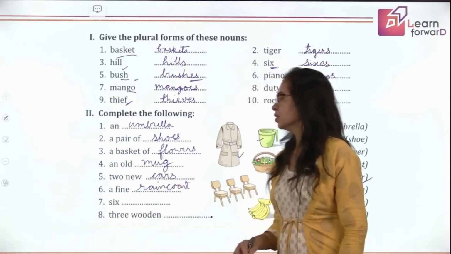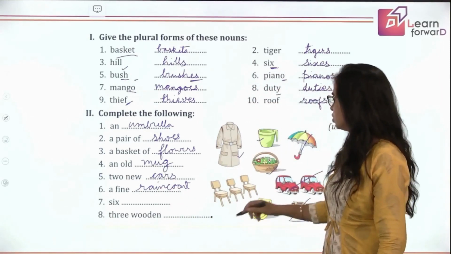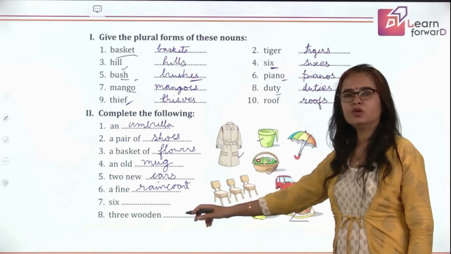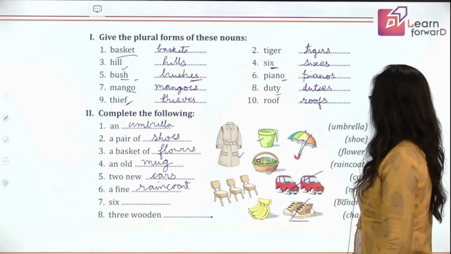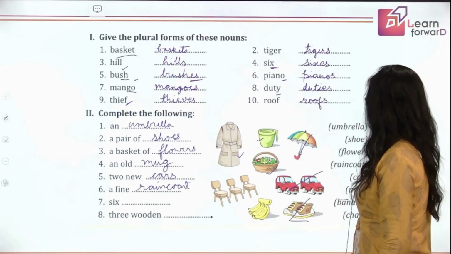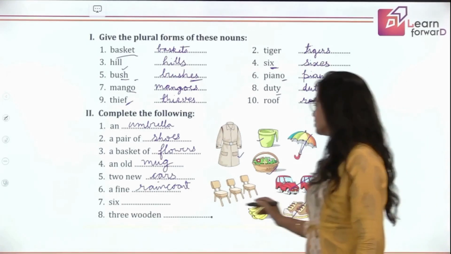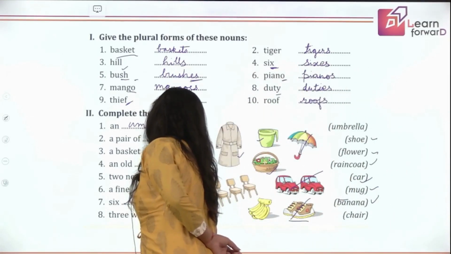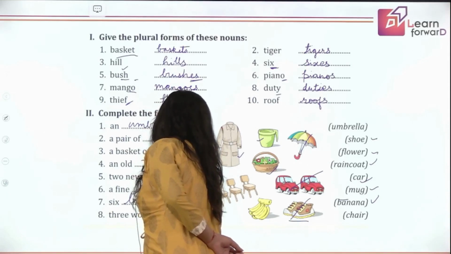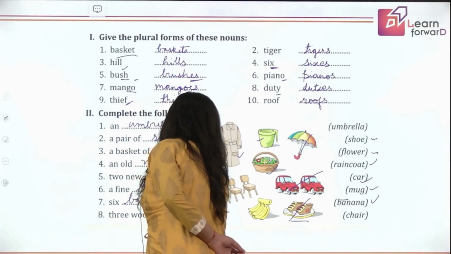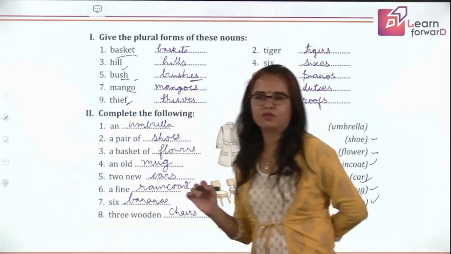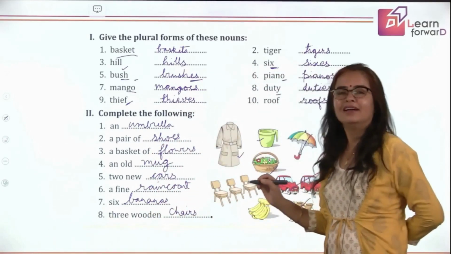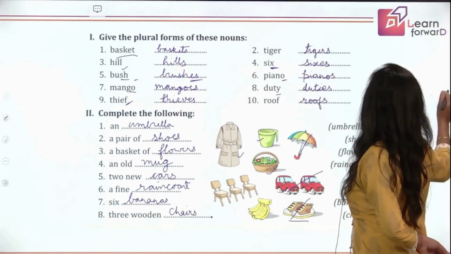Right? So this is also done. Mug is also done. And what do you have here? Yes, you have 6 bananas. And what is left is 3 wooden chairs. Brilliant. That's wonderful, students. Yes, good going.